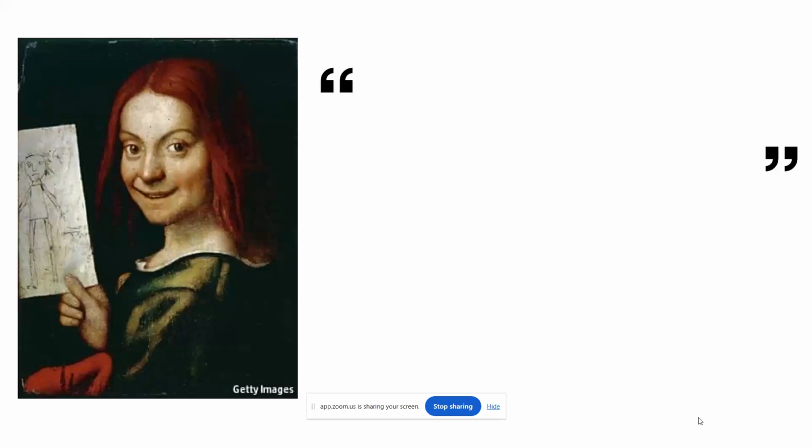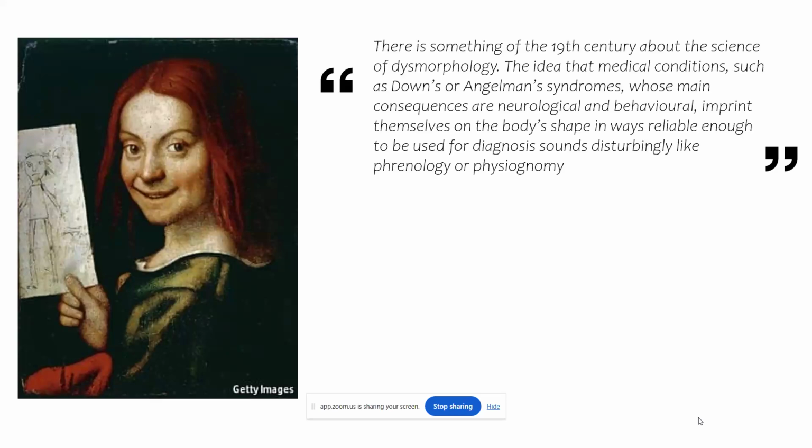So this is a picture from the 19th century. This is a painting which represents Angelman syndrome. So the dysmorphism concept has a very huge history, but I'll just cut it down. This is a statement given by a great scientist who actually worked on dysmorphism. He said that there's something of the 19th century about the science of dysmorphism and the idea that medical conditions such as Down and Angelman syndrome, whose main consequences, the neurological consequences, imprint themselves in the body shape in ways reliable enough to be used for diagnosis.